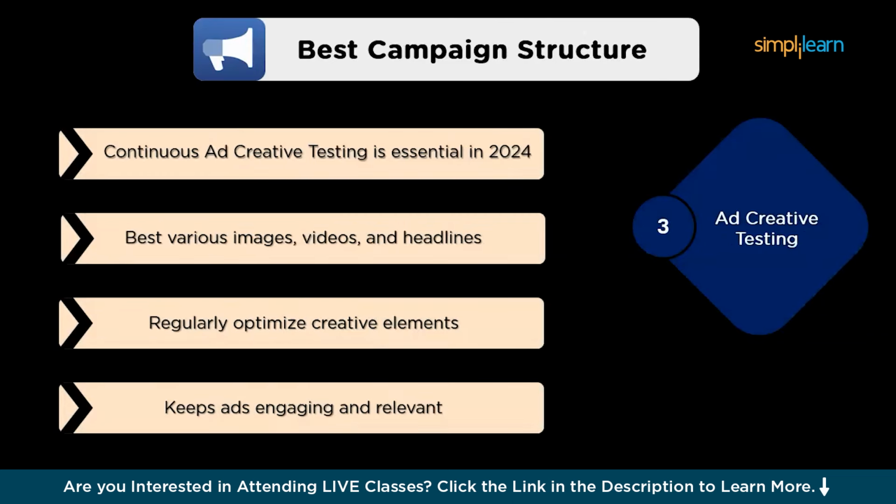Now, the next is ad creative testing. Facebook allows you to create multiple ad variations within a single ad set. So you can test different images, videos, headlines, and CTAs to see which resonates most with your audience. This way, you are constantly optimizing your creative, ensuring that your ads remain fresh and engaging. By leveraging CBO, consolidating your ad sets, and consistently testing your ad creatives, you'll be well equipped to navigate the world of Facebook advertising and achieve superior results.